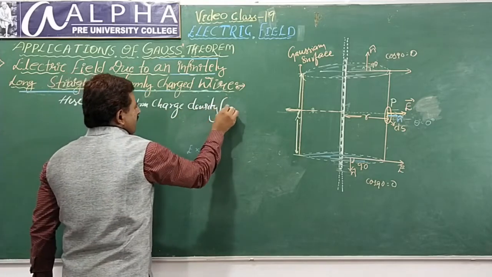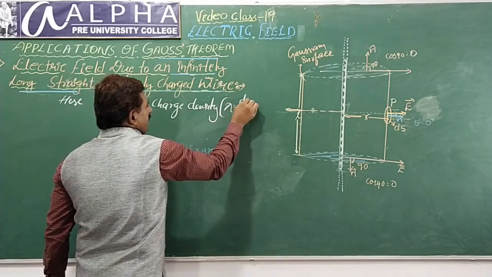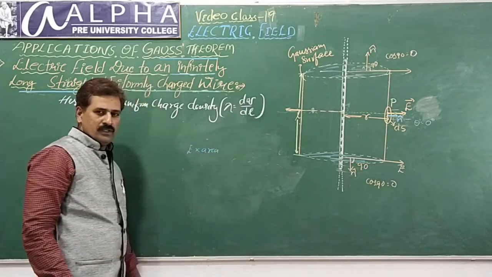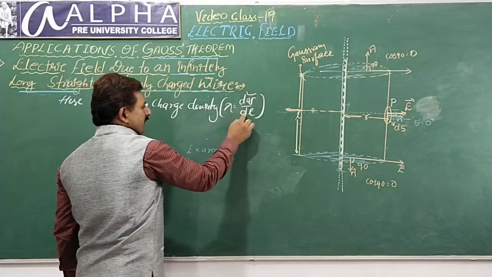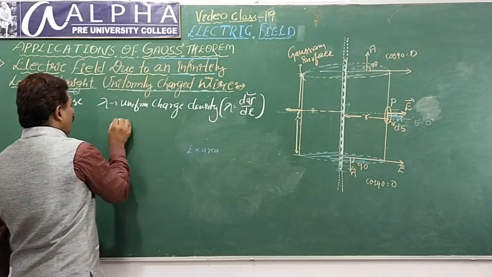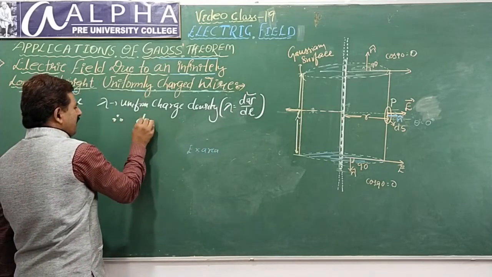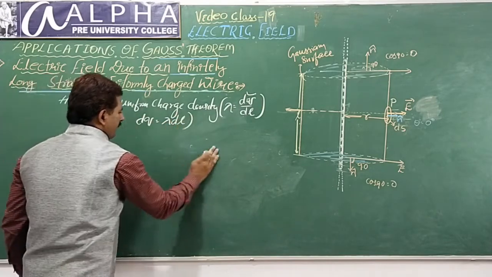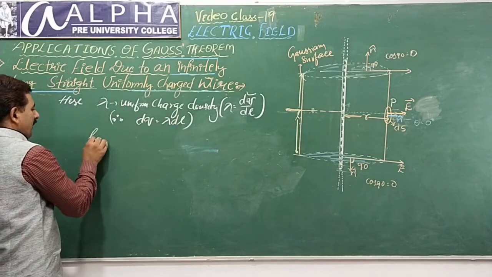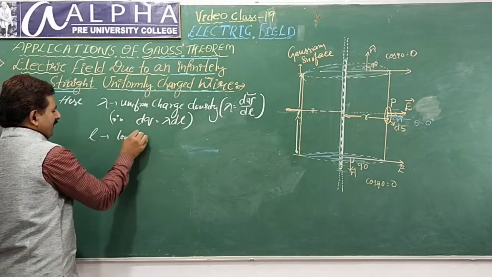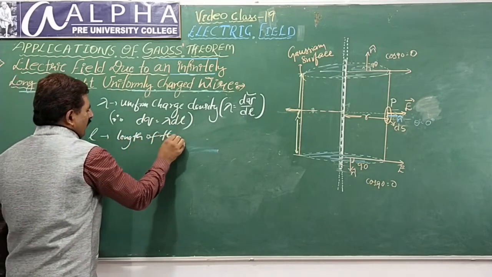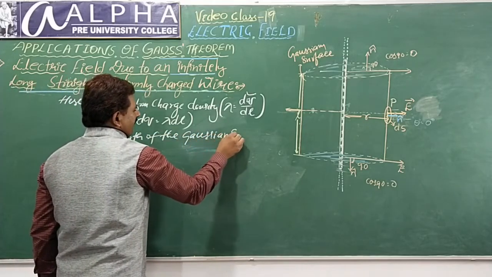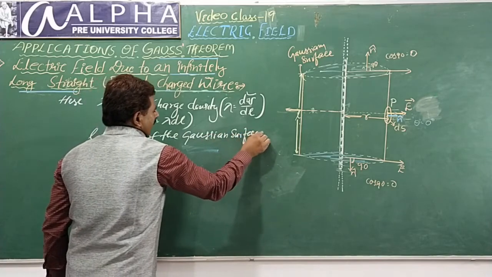How do you define charge density? Lambda equals dq by dl. For a small elemental length dl, charge is dq. If you want charge, you can write lambda dl. Therefore, what is charge on a given length? Lambda into dl. Going to use this. Remember. And what is L? L is length of the Gaussian surface.